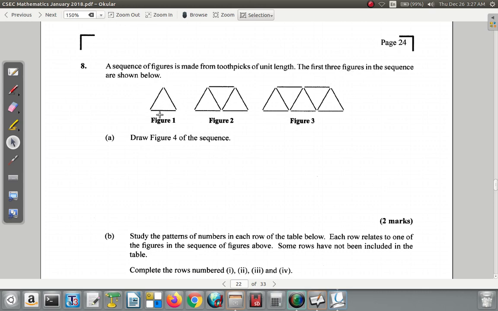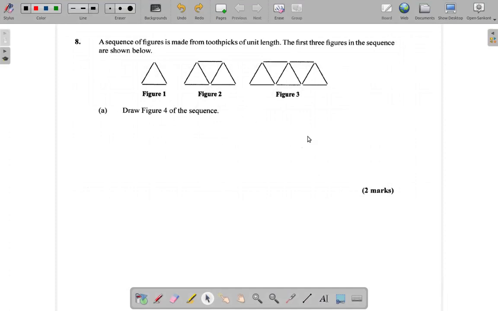Unit length, that means 1. Figure 1, figure 2, figure 3. Draw figure 4 of the sequence. Let's see what happens here when you draw figure 4 of the sequence. I have it copied here, so let's use this board to do it.